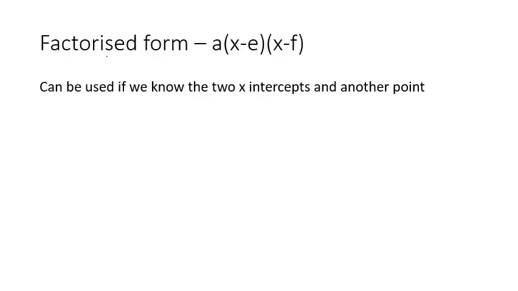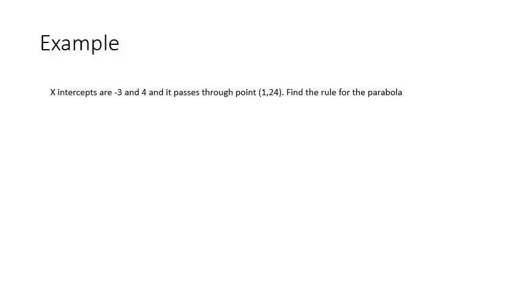So for the factorized form, it can be used if we know the two x-intercepts and another point, and we'll look at that in the example. So for this example, the x-intercepts are -3 and 4, and it passes through the point (1, 24). Find the rule for the parabola. So we know when we want to use a factorized form, we need to know both x-intercepts, which yes, we know, and we need to know the value of a point, which we do know. So now we can solve using our factorized form.